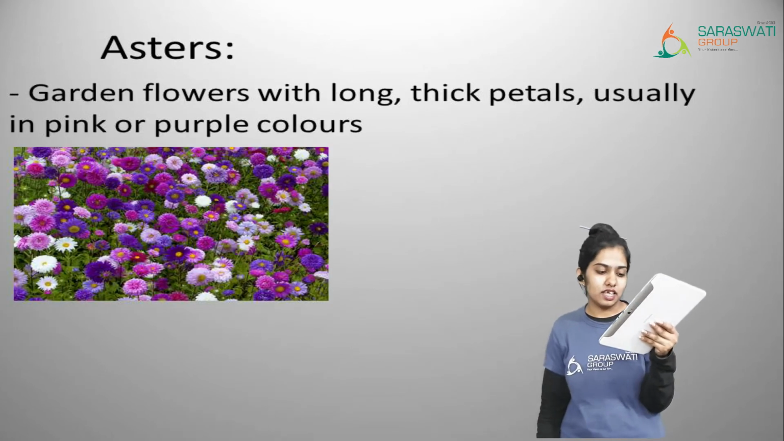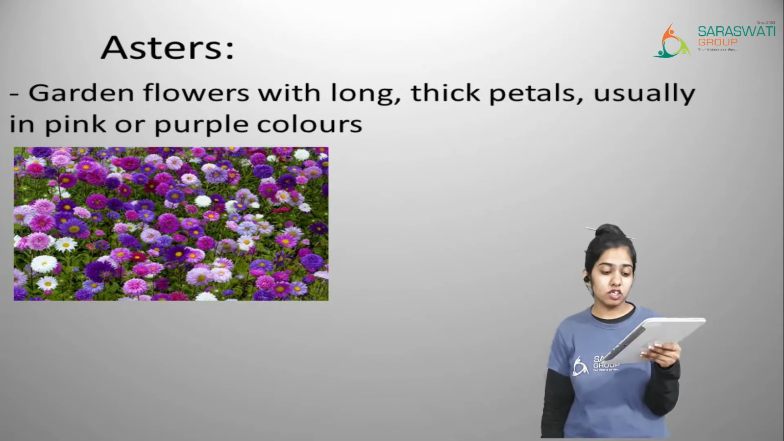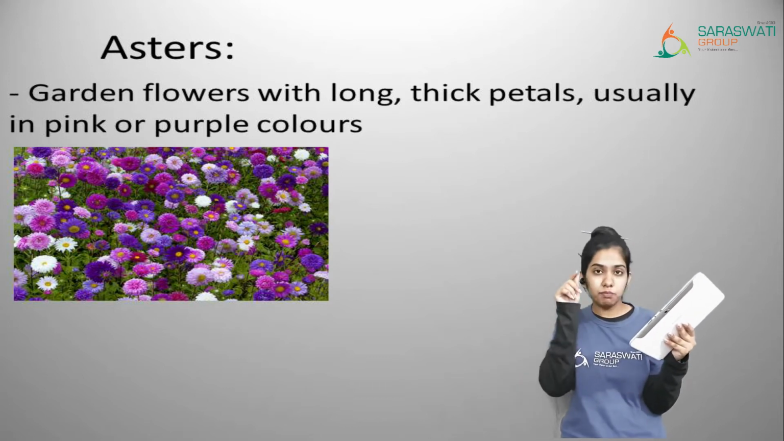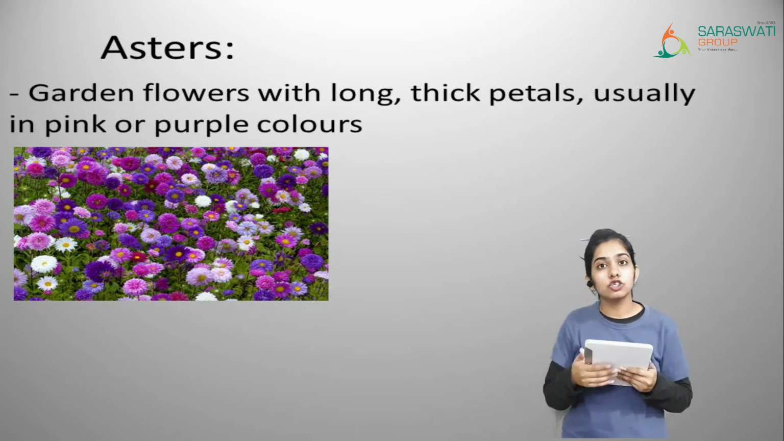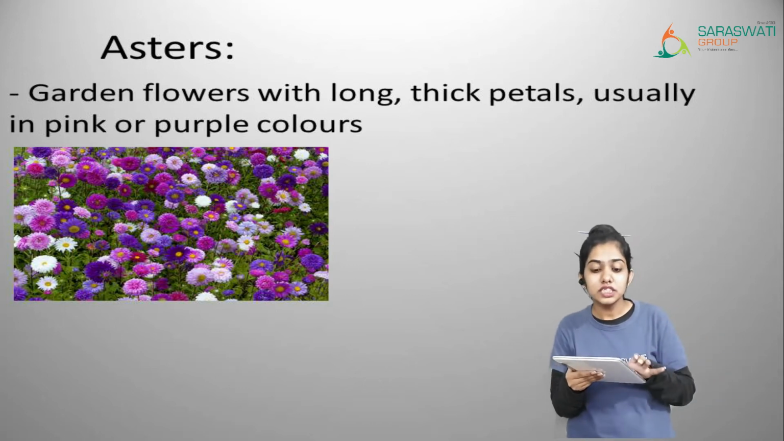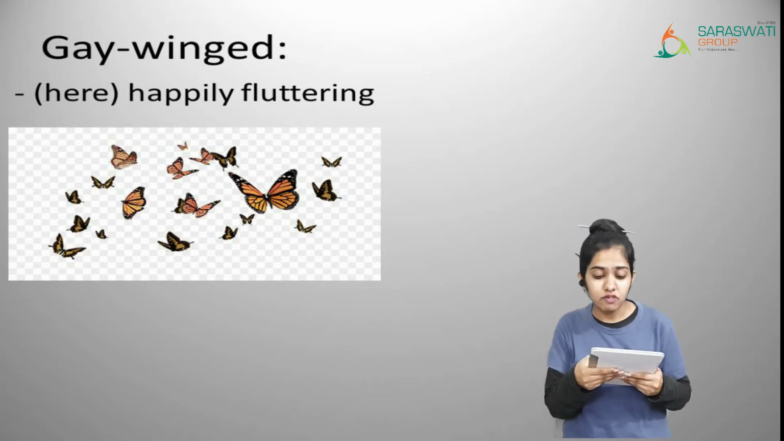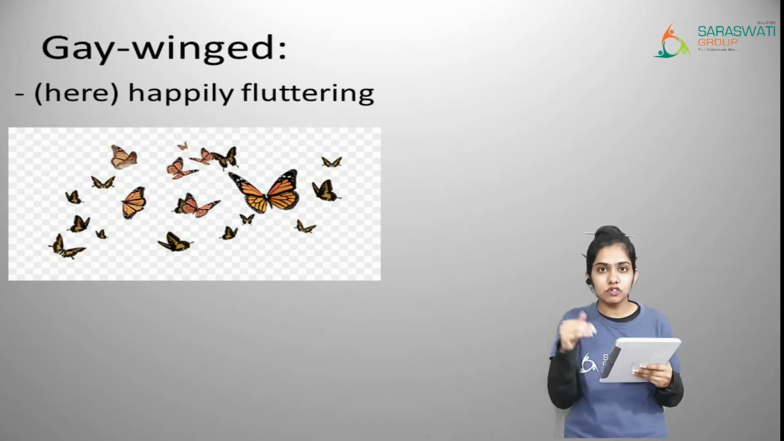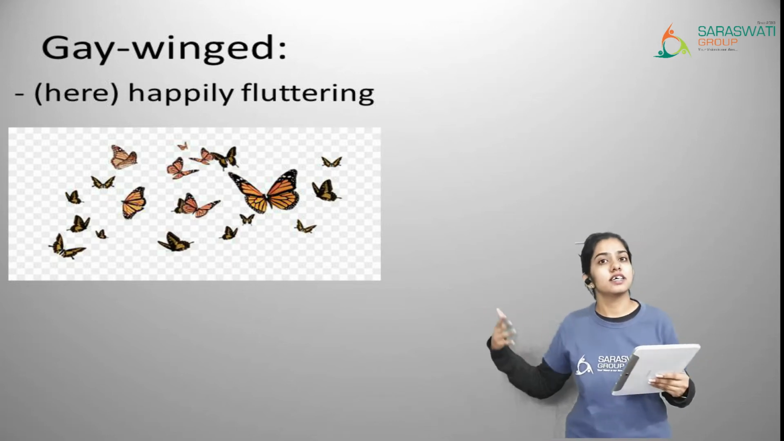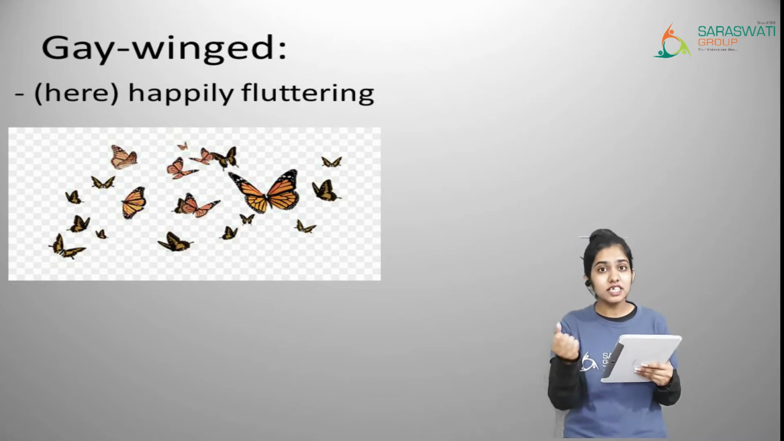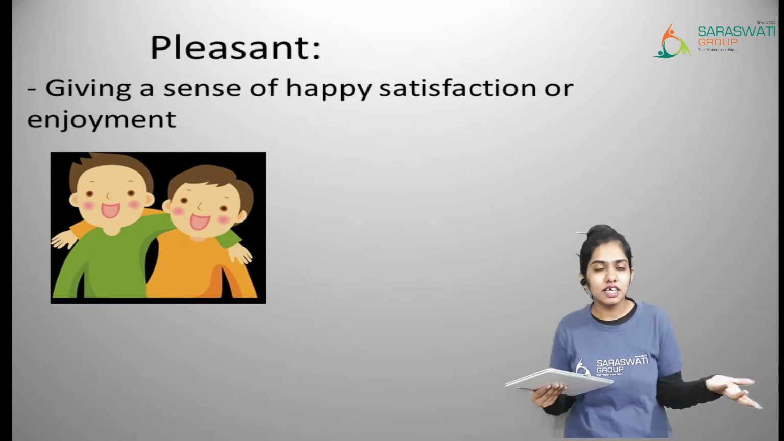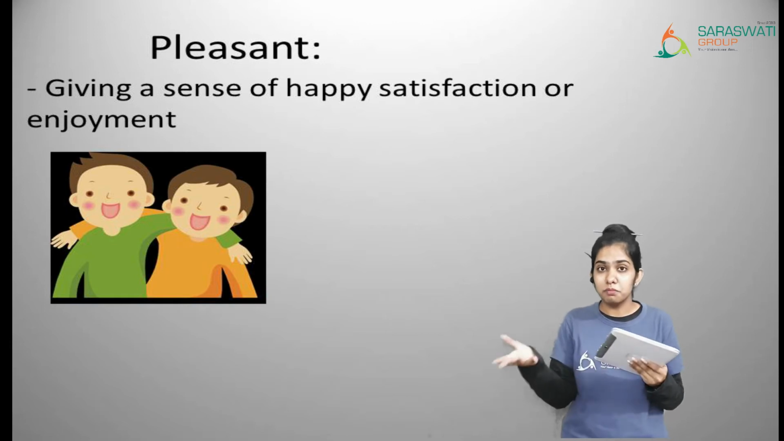Then asters. Asters means garden flowers with long, thick petals, usually pink or purple in color. Such flowers are known as asters. Then gay wind. Here in the context of this chapter, it means happily fluttering. Then pleasant, that is the joy of satisfaction and happiness. So that is all about pleasant.